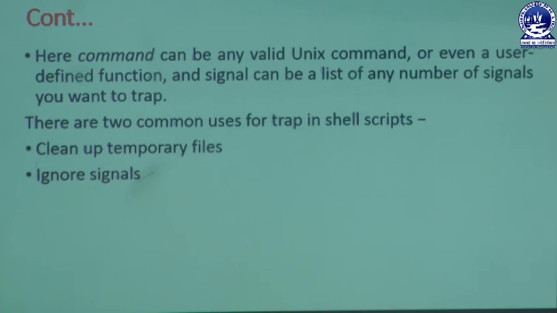If a user defined function is used here, in that moment the signals can be a list of any number of signals you want to trap. If a user wants to trap the different types of signals that are used, in that moment we can take the help of this signaling environment. So this signaling environment is a beautiful way of behaving in our Unix operating system, so we use two ways of mentioning that trapping in our Unix prompt, and we have some common uses of trap, and the trap command is specially used in our shell scripts.